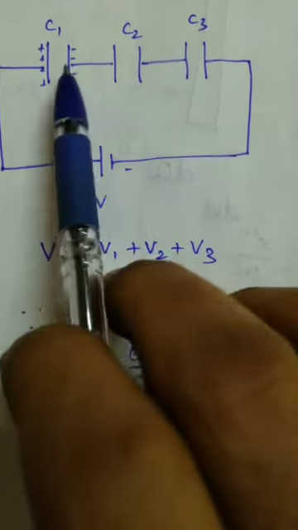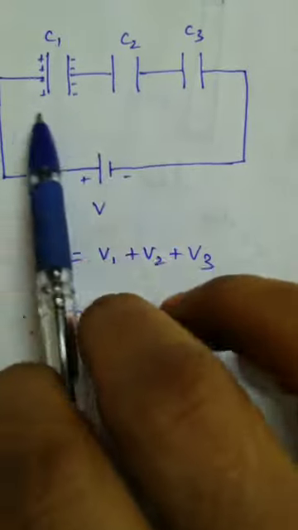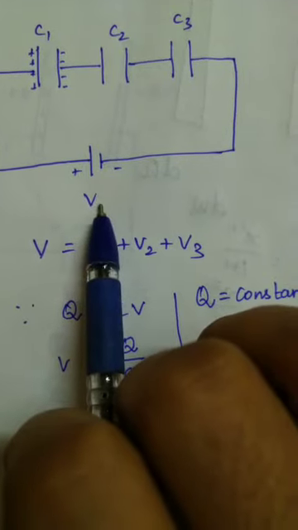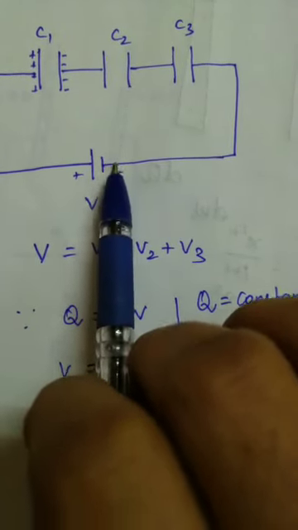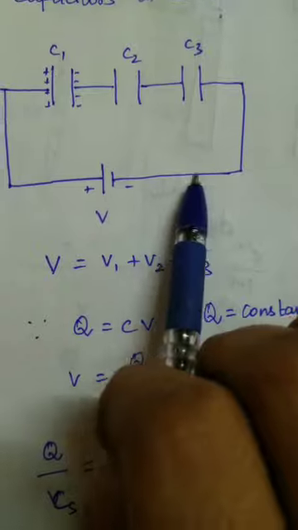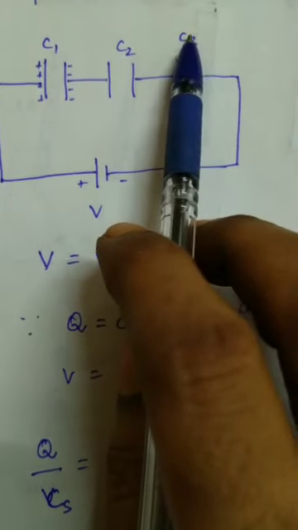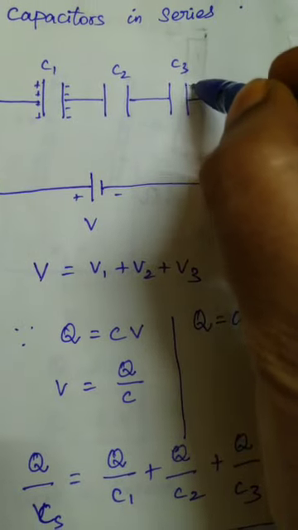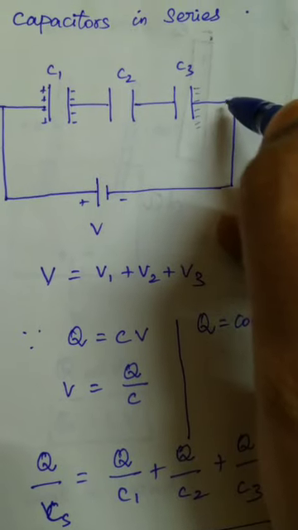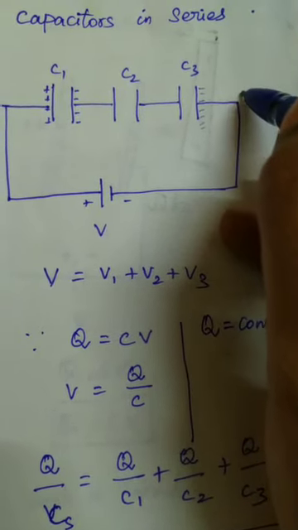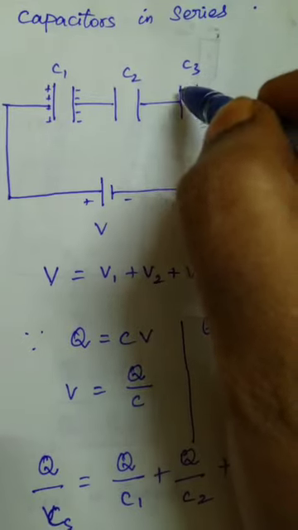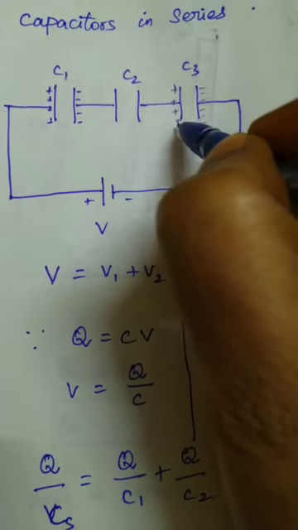Consider three capacitors C1, C2 and C3 connected in series with a battery of potential difference V. As soon as the battery is connected to the circuit, electrons get transferred: minus Q is transferred from the negative terminal to the right plate of capacitor C3, which pushes the same amount of electrons, minus Q, to the left plate, and the left plate gets positive charge, right?